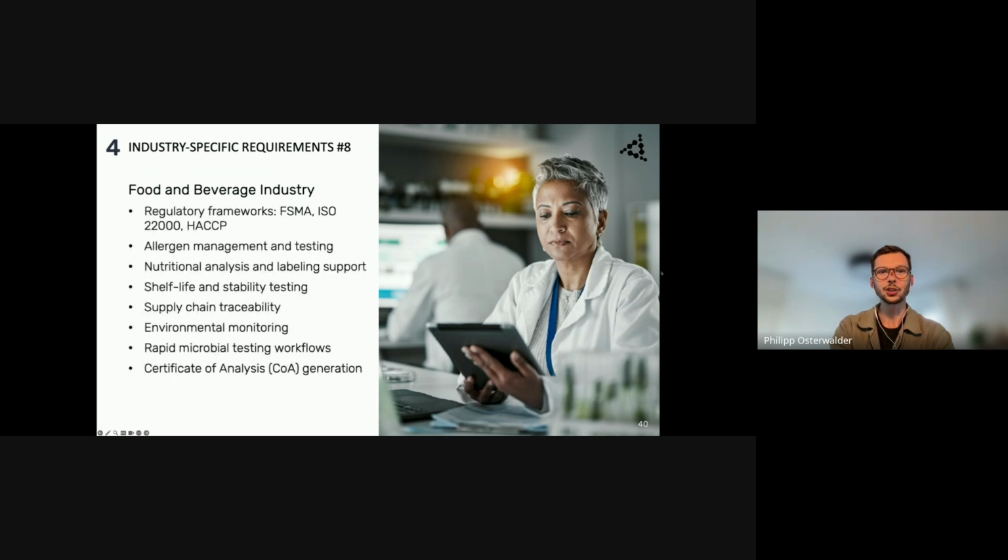Food and beverage labs care about ISO 22000, HACCP, and in some cases, the FSMA. You might need to generate a certificate of analysis for each batch and maintain full traceability from raw materials to finished products. A LIMS that automates these tasks helps you stay compliant, respond quickly to audits, and protect consumer safety.